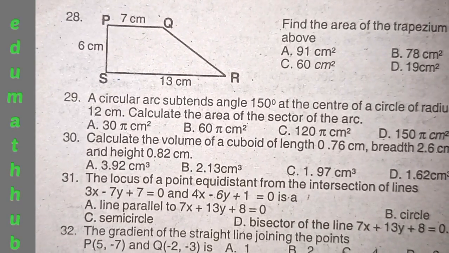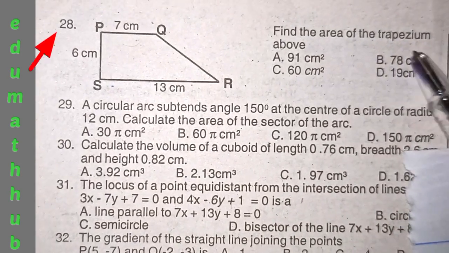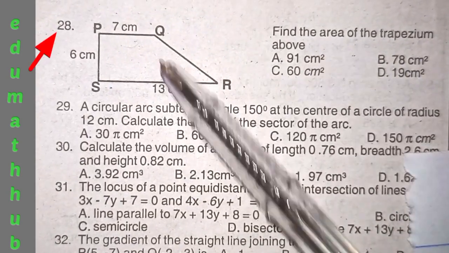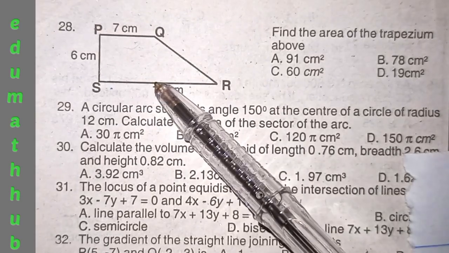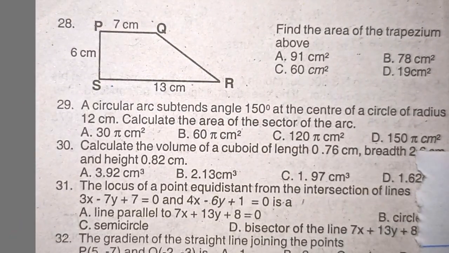So the first question here is number 28. Find the area of the trapezium above. Okay, so this is a trapezium here. They give you the shape already. You have to find the area. So a question like this in your JAMB exam, you don't need to waste time at all.